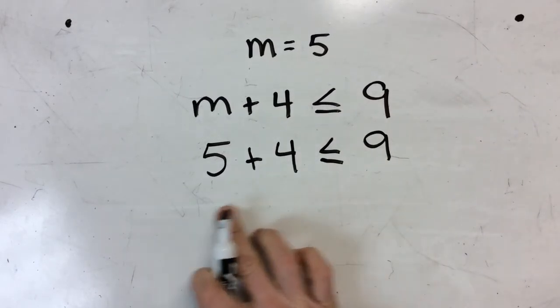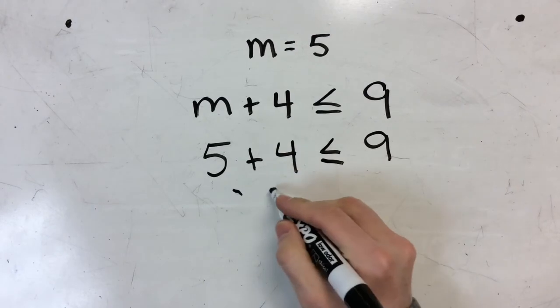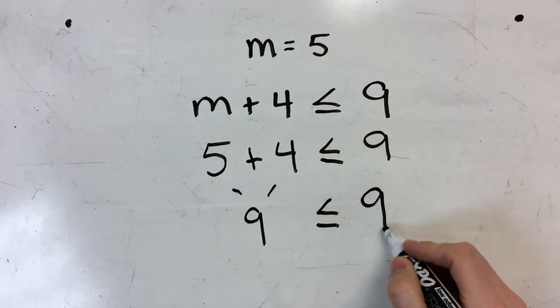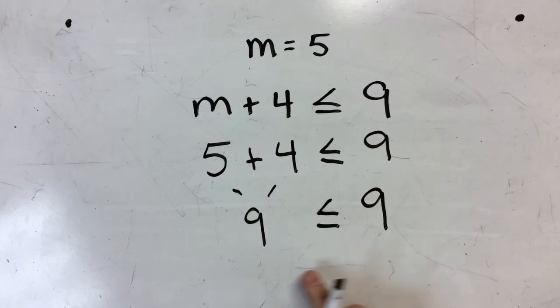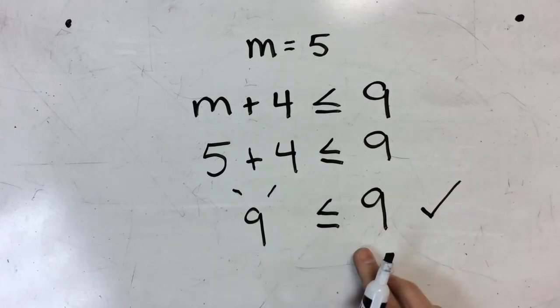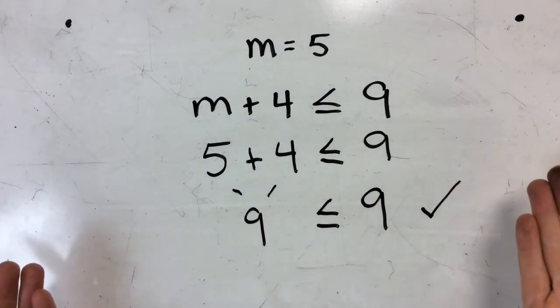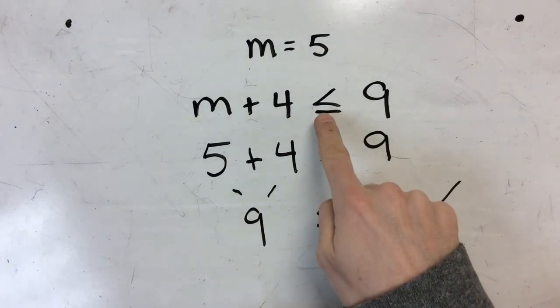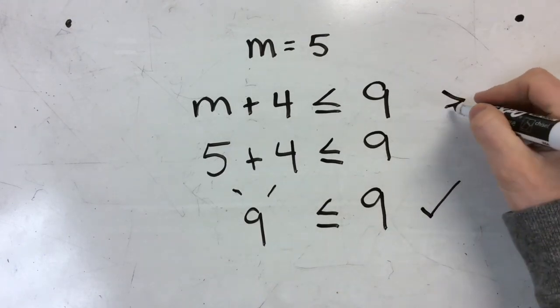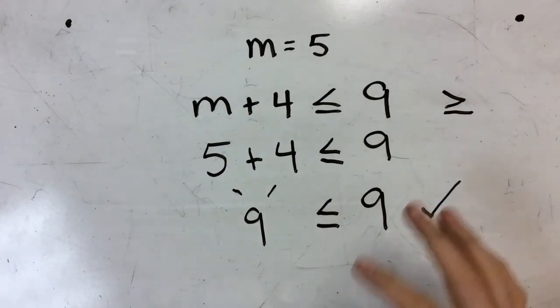We simplify the left side. And now we read the final sentence. 9 is less than or equal to 9. This is a true sentence because 9 is equal to 9, and that's that. So, there you have it. 2 new symbols. Is less than or equal to, and is greater than or equal to. Have fun!